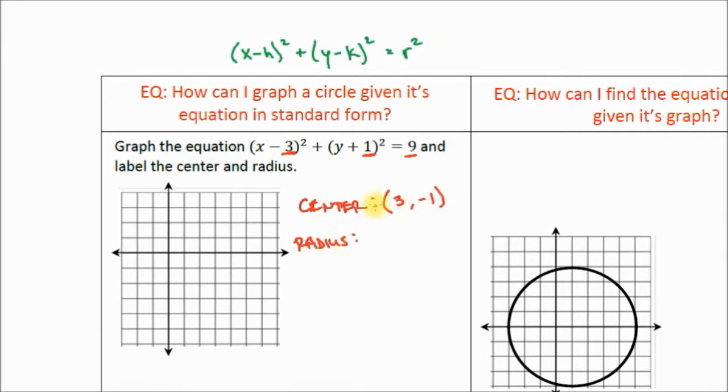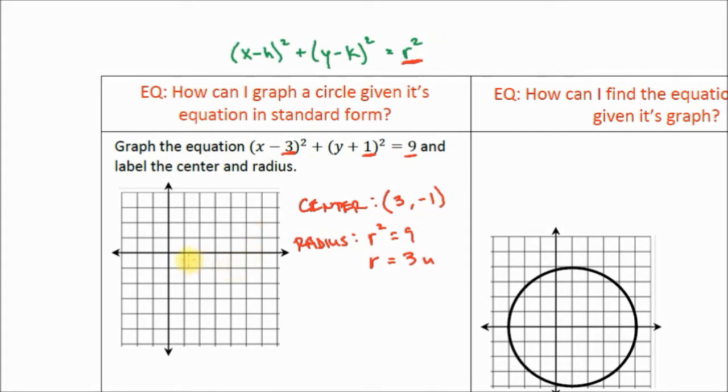Tricky on this one, class. The radius is not 9. You see that in this case the radius is squared in our equation. So we know that r squared is equal to 9, and if we square root both sides we end up with r equals 3. So we've got a radius of 3 units. We've got a center at 3, negative 1.